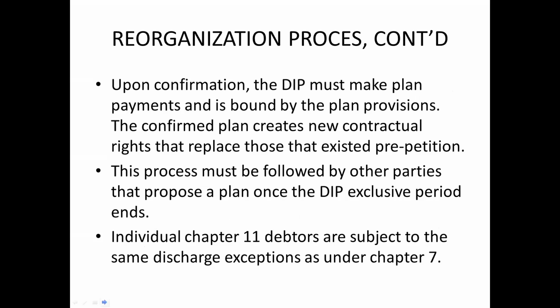So once a plan is confirmed, the debtor in possession then makes the plan payments. They're bound by the provisions. It's a brand new contract. It takes over from any of the old contracts that happened before the case was filed. And if the debtor in possession doesn't get a confirmed plan and time runs out, the unsecured creditors committee might propose a plan, or a major creditor might propose a plan. But they still have to follow all of those same steps, whoever does it. And every once in a while, there are competing plans that you get to vote on.